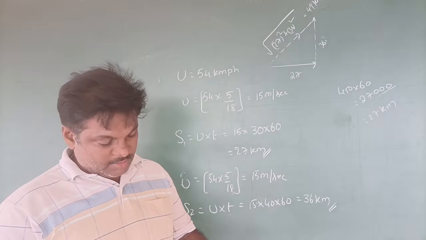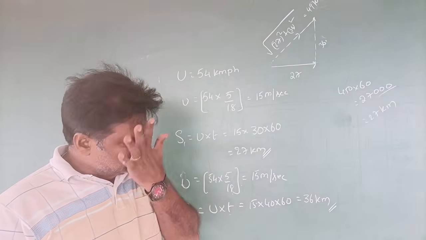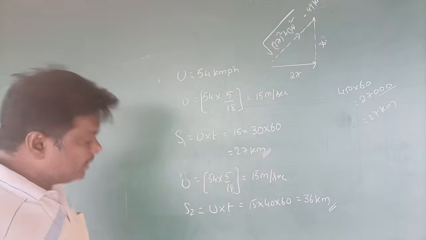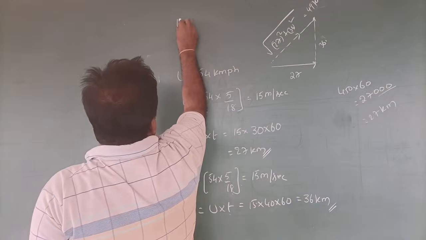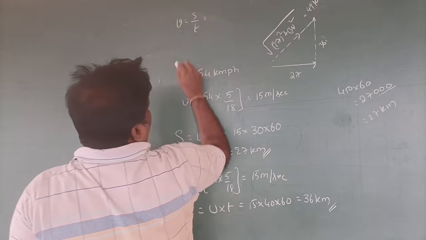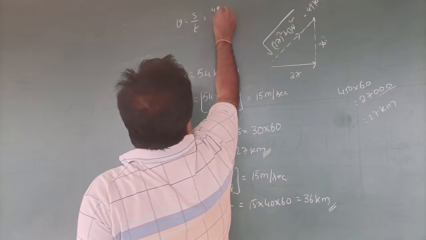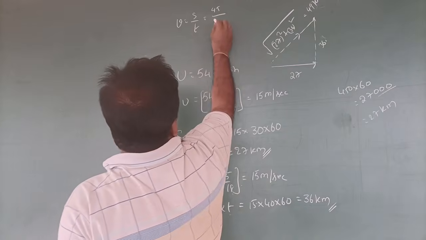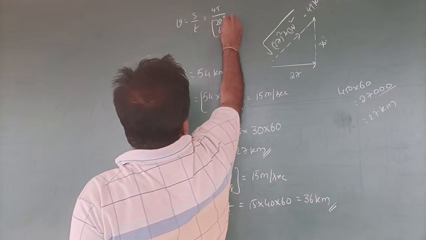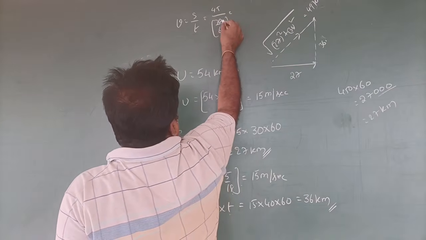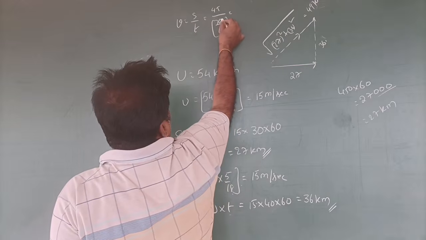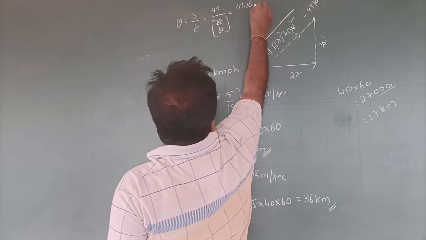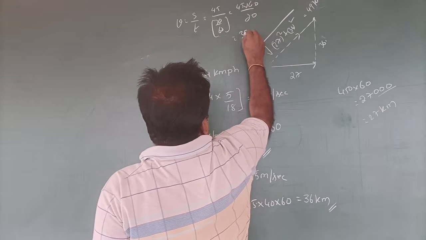Now what is he asking? He is asking for the average velocity in kilometer per hour. So velocity is equal to displacement by time. That is 45 by time. Time is 70 minutes, I mean 70 by 60 in hours. Don't convert this into seconds; here you need to convert into hours. Then you get 45 into 60 by 70, nearly 38.6.